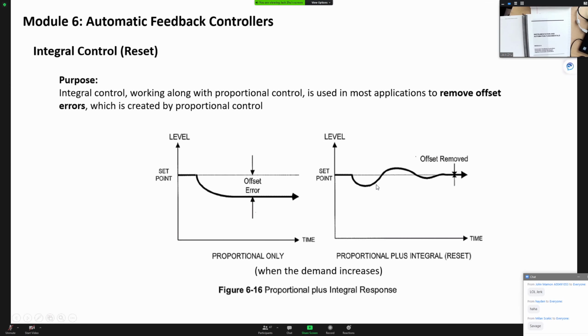The integral also takes a pretty long time to reach that steady state. Sometimes you can see it will overshoot a little bit. The water level might go higher than required, then you will make another adjustment to drop it down. So the integral control takes a pretty long time.